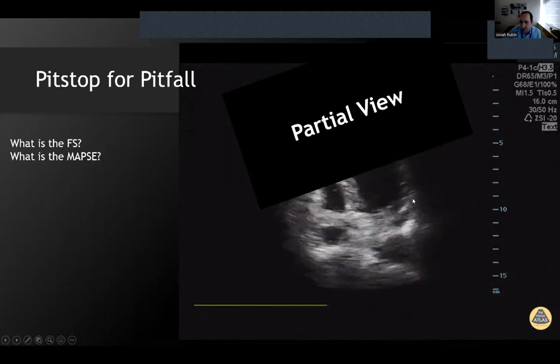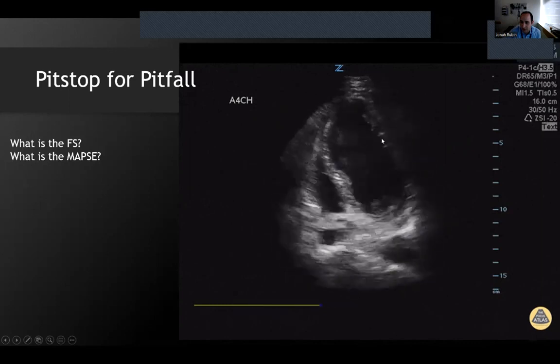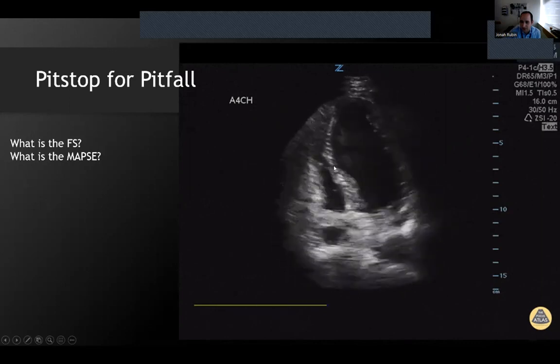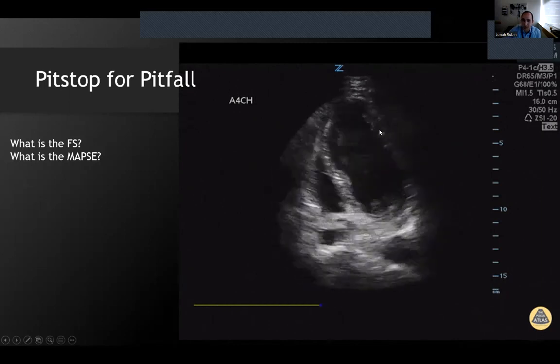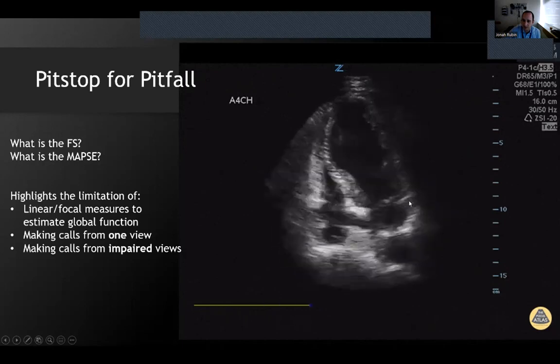And what happens if you get the full view is this. The base is actually functioning pretty well. This is a patient with Takotsubo, and clearly you can see that this is not normal. So I think it's important to highlight several important points. The first is that to take MAPSE and try to make a claim about global LV function is a stretch.